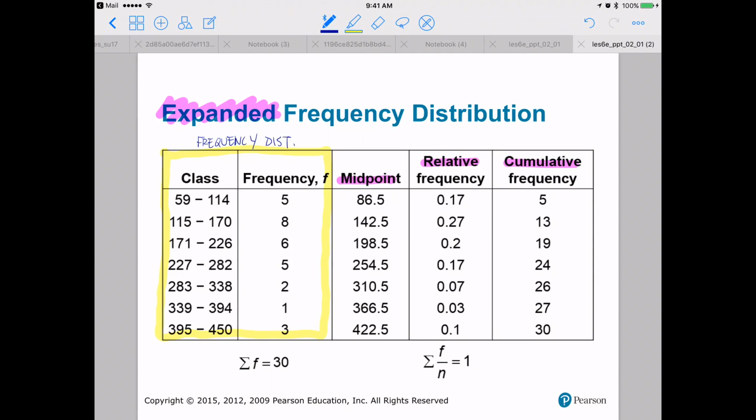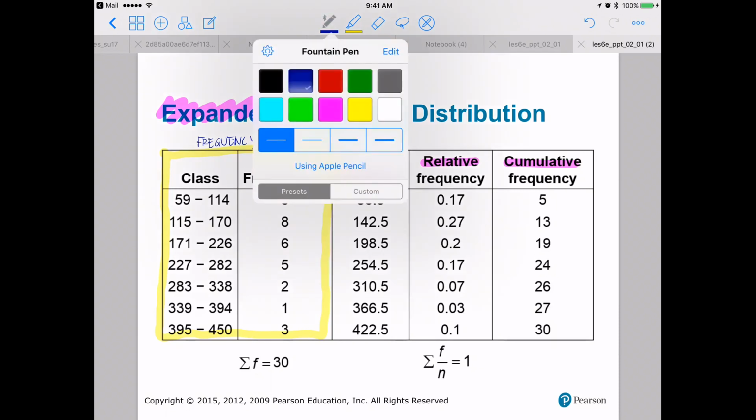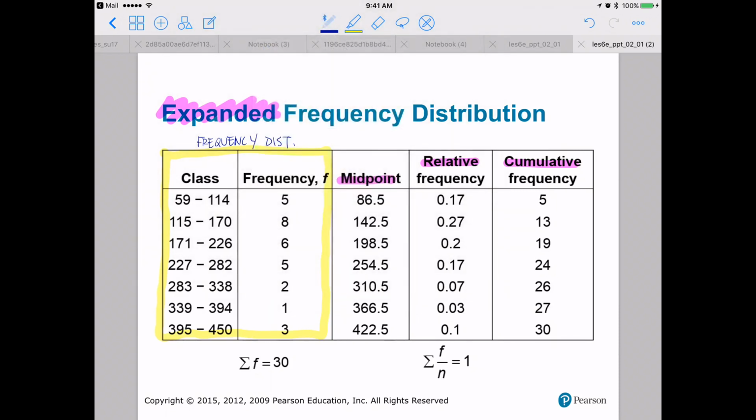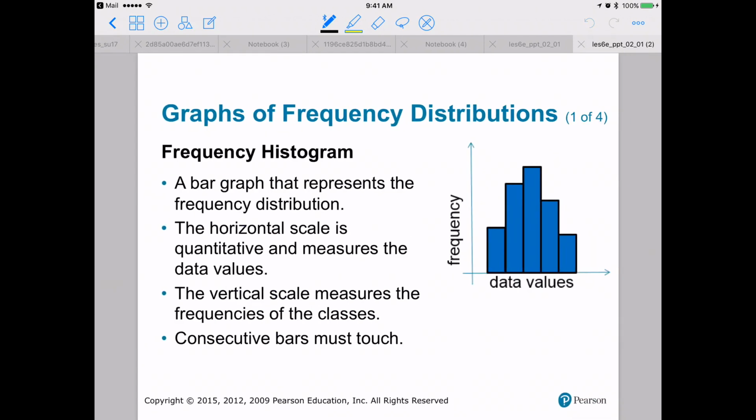And please note that, as we said before, the sum of your frequencies is N. So let me highlight this. The sum of your frequencies is always equal to N. The sum of your relative frequencies is equal to 1. And the cumulative frequency of your last class is always equal to N. Okay? So those are some patterns to notice.